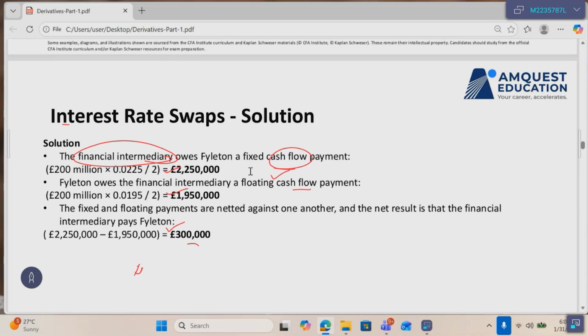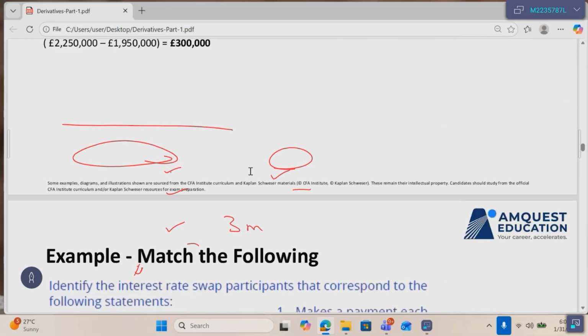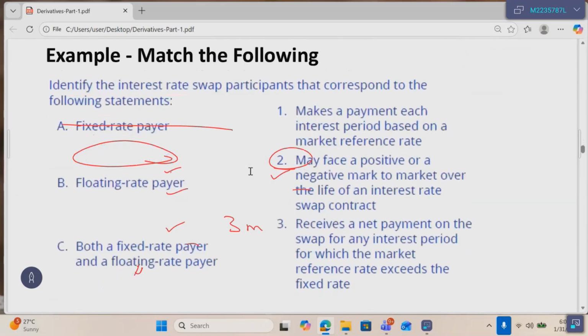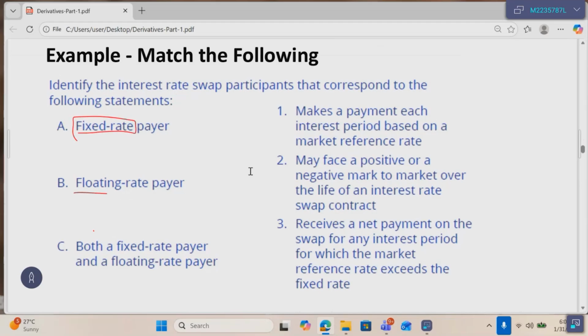In an interest rate swap, remember it normally happens every 3 months because the interest rate is reset every 3 months, right? Now, using the interest rate swap concept, what is the answer? Remember, in the interest rate swap we have a fixed rate and a floating rate. One person will pay fixed and receive floating. The other person will pay floating and receive fixed.